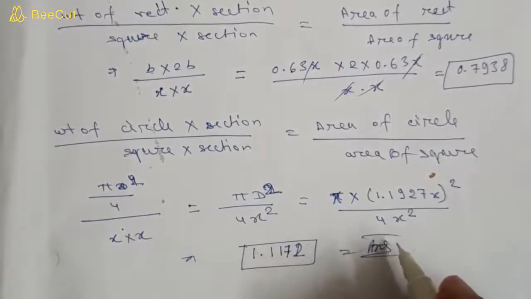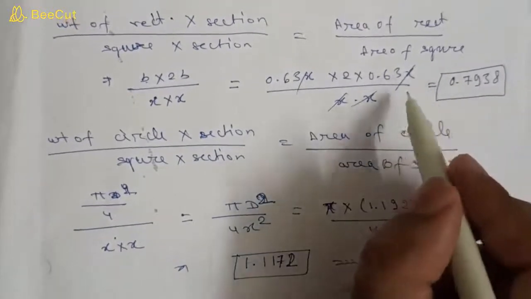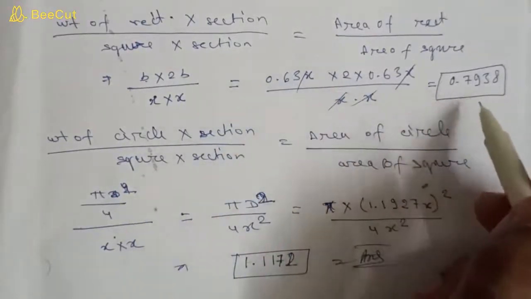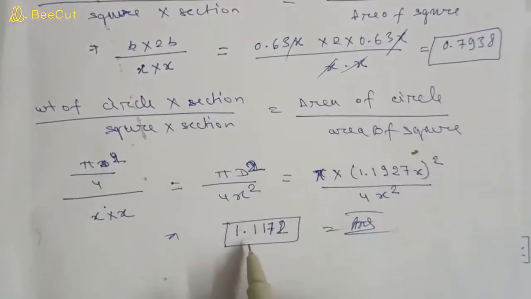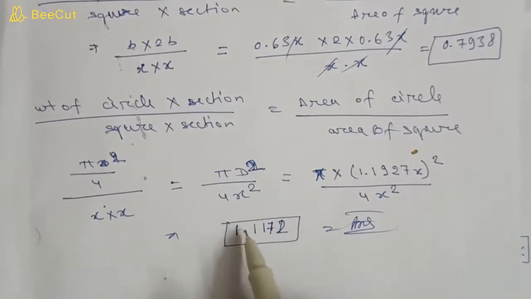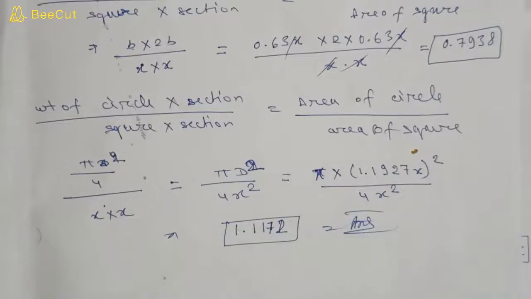So we have found the ratio of the weight of the rectangular beam to the square beam, and we have found the ratio of the weight of the circular beam to the square beam. I hope you understand this question.